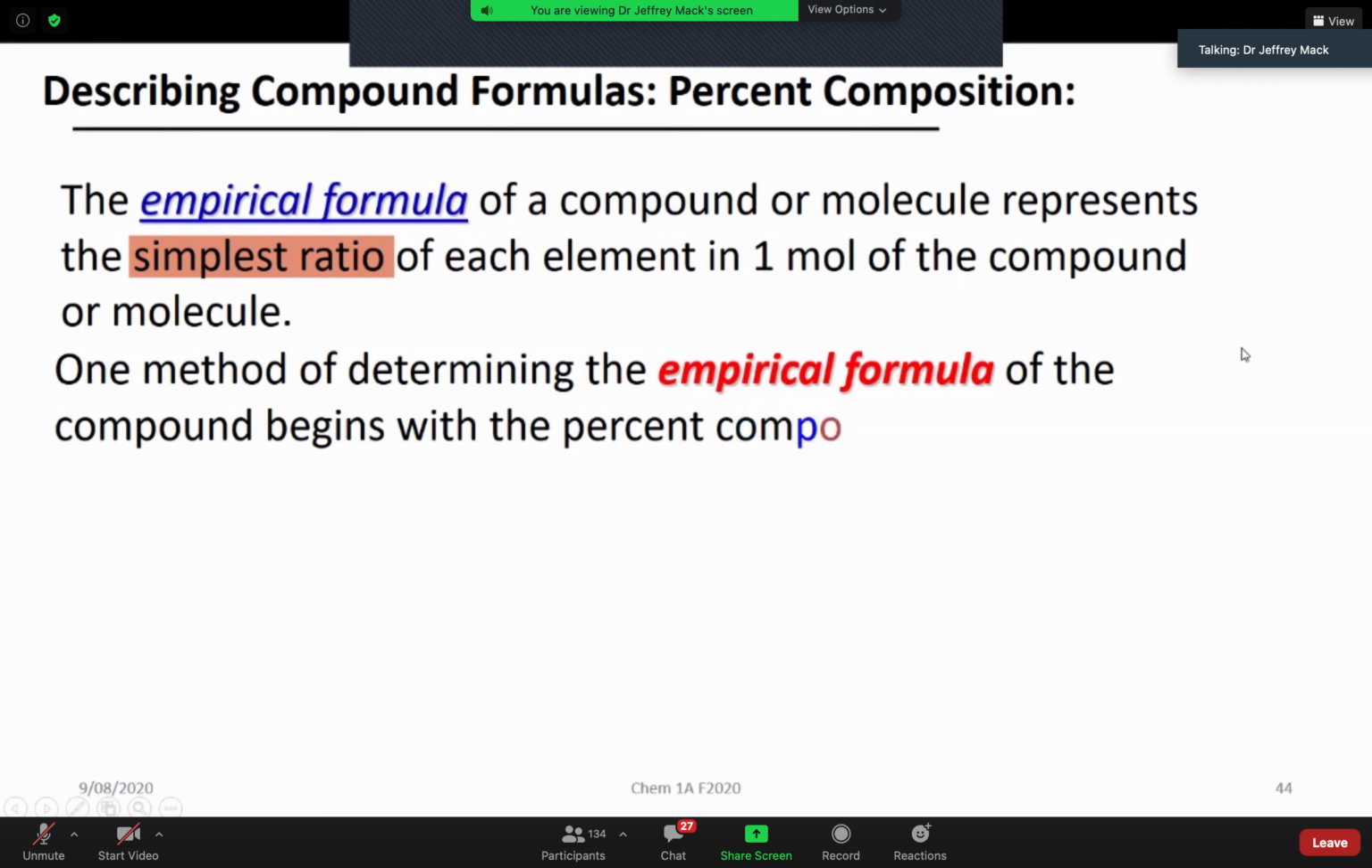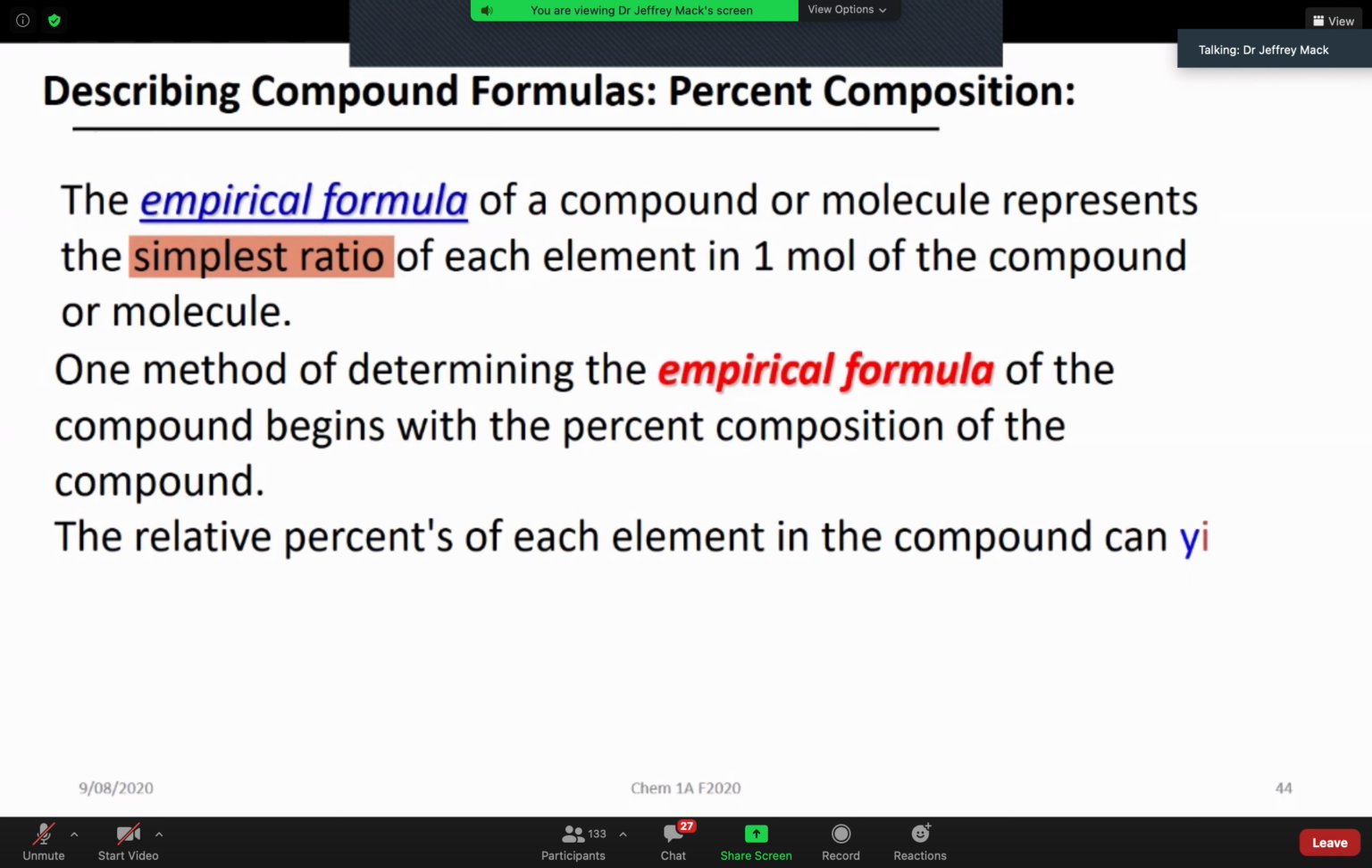One method of determining empirical formula begins with a percent composition. So if I have the percent composition of a chemical formula, that will yield the empirical formula. Yes, it will. This is a classic problem that we do in chemistry. We'll use this a lot too. Even when you get to Chem 25 and Chem 24, and Chem 124 and 125, they still do percent composition calculations. You need to be able to do this.